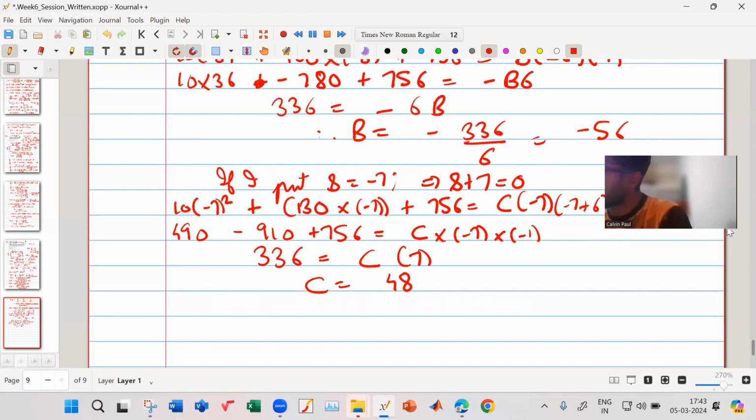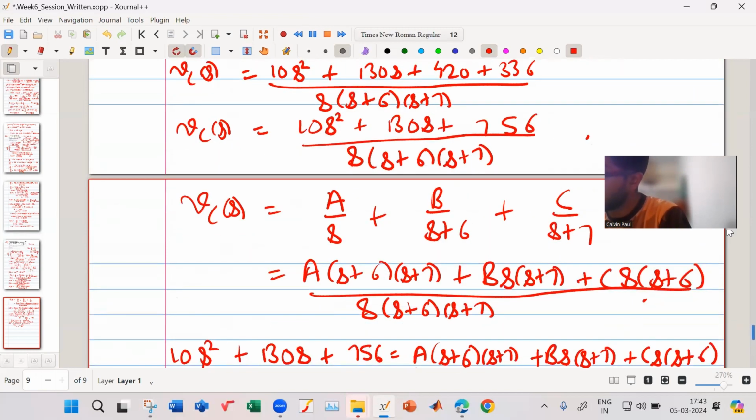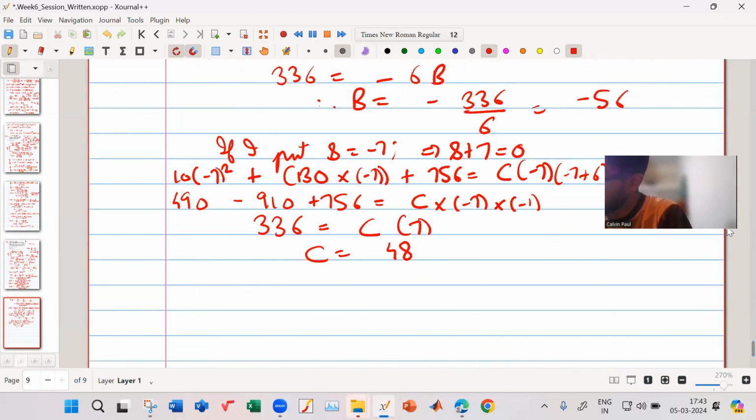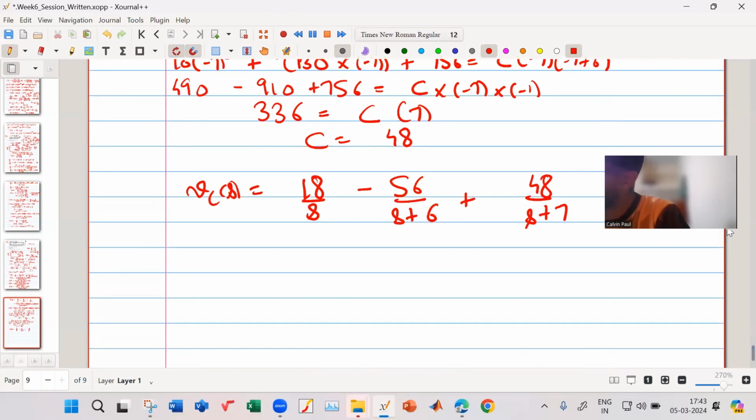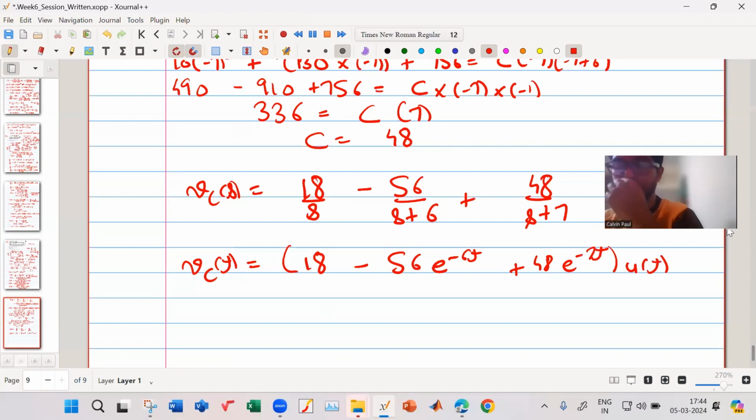So now I will substitute that. I will get my VC of S is equal to A upon S plus B upon S plus 6 plus C upon S plus 7. So my VC of S, A is 18 upon S, B is minus 56, so sorry, it will be minus 56 divided by S plus 6. C is 48, so 48 divided by S plus 7. Now what will be its inverse Laplace transform? This will be 18 minus 56 e raised to minus 6t plus 48 into e raised to minus 7t into u of t. Okay.